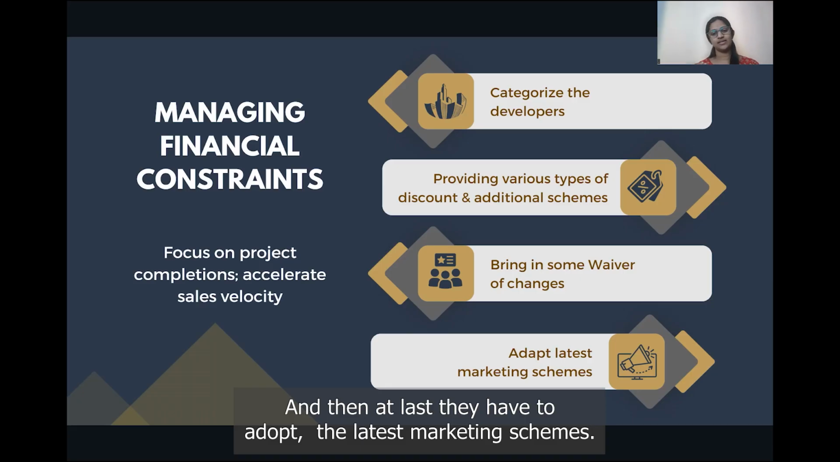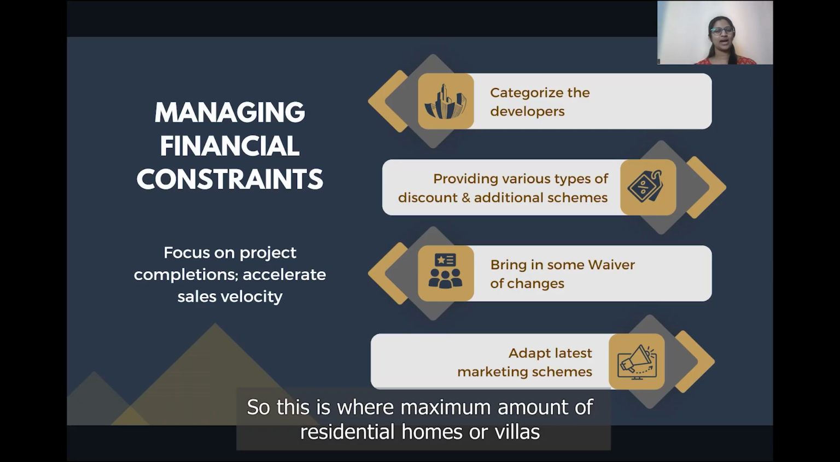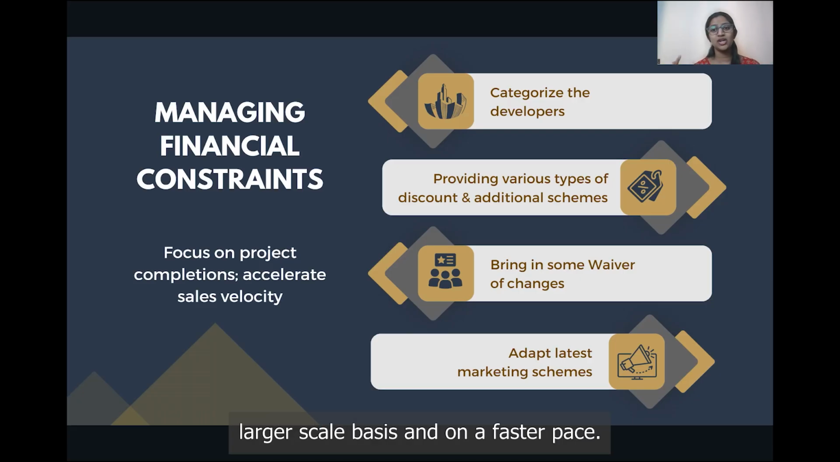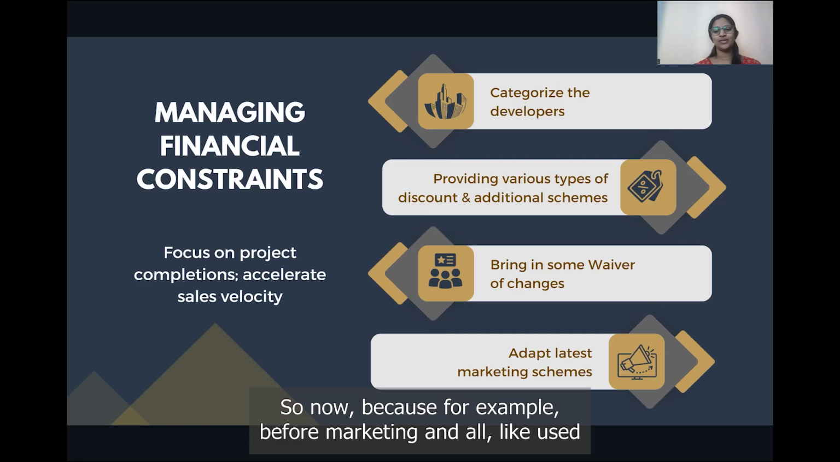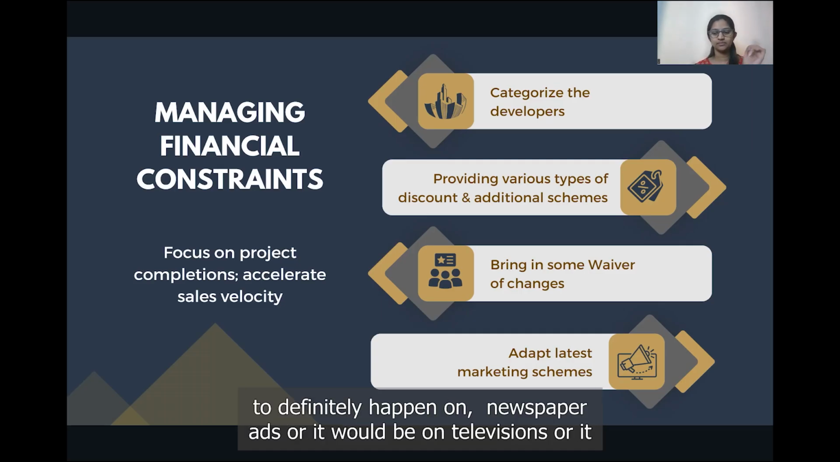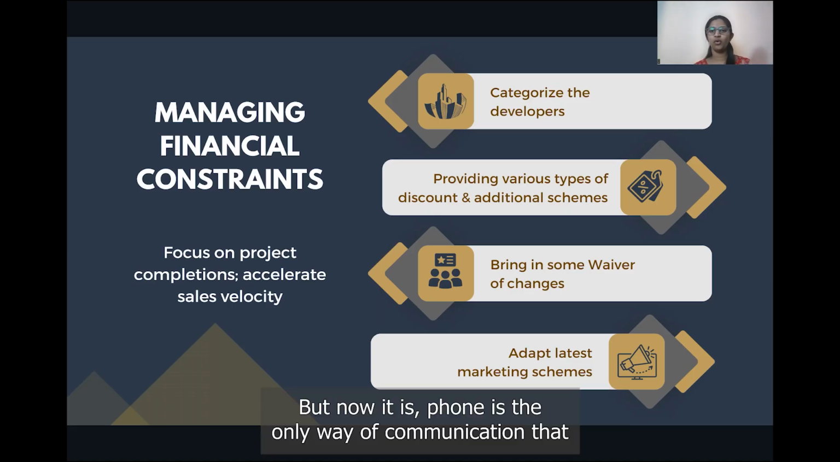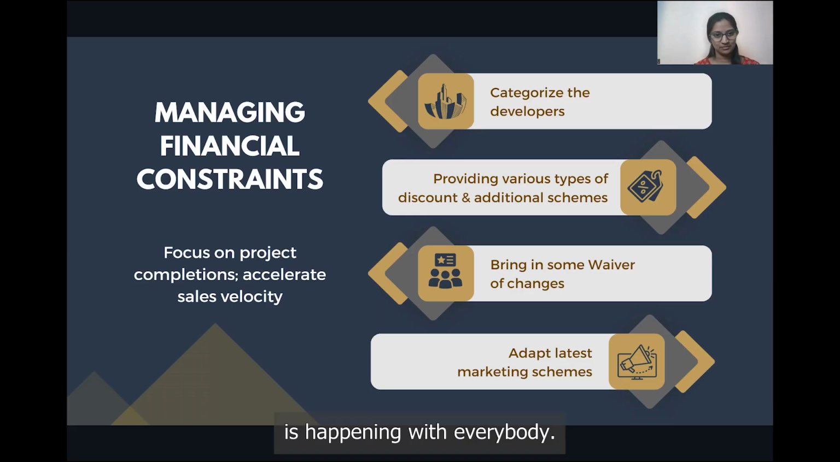And then at last, they have to adopt the latest marketing schemes. This is where the maximum number of residential homes, villas or apartments will sell on a larger scale and at a faster pace. Before, marketing used to happen through newspaper ads, television or radio, because people used to travel and listen to FM. But now the phone is the only way of communication with everybody.